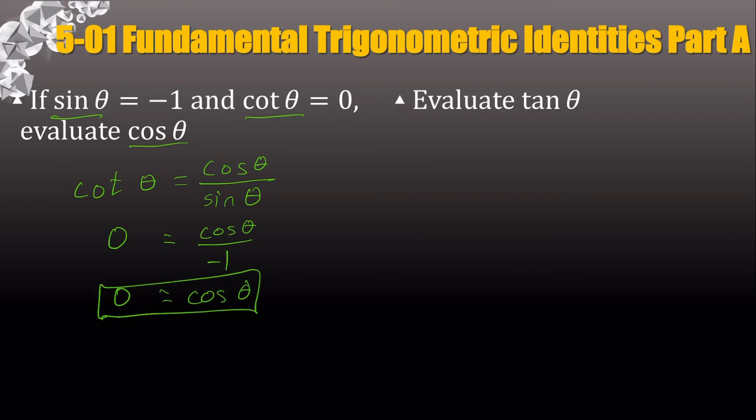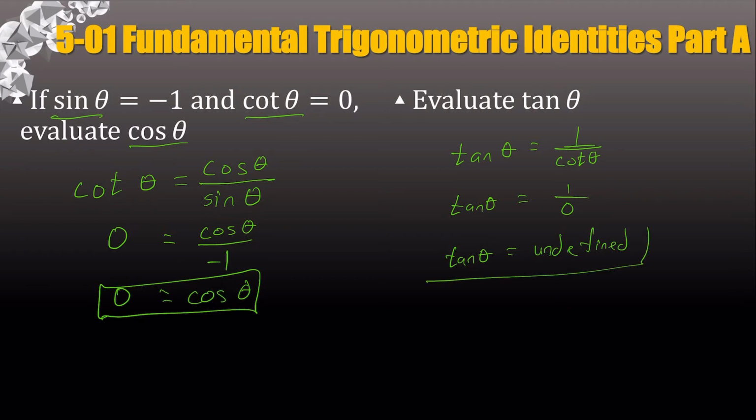Let's try another one. Evaluate tangent of theta. Well, how does tangent relate to these things we have? Well, we know that tangent and cotangent are reciprocals. So tangent then must be 1 over 0, since cotangent of this angle is 0. Oh, but what's 1 over 0? Undefined. So tangent of that angle is undefined. Look at that. We did all that without even finding what the angles were.